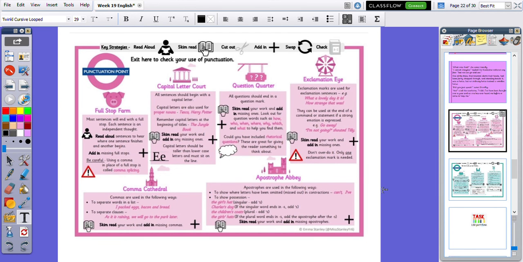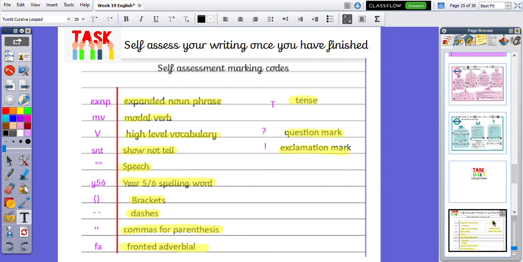Okay, below this on the PDF you have got the editing stations as well to help you. So if you want to work through those just to check everything is as you want it to be, that will help you a lot. So your task is to edit part 3, and then you need to self-assess your writing once you have finished.